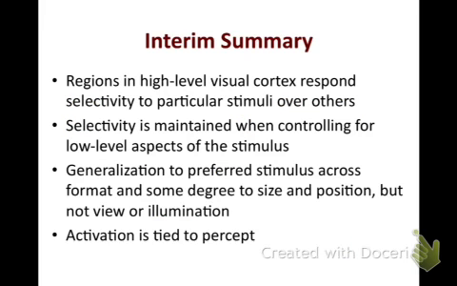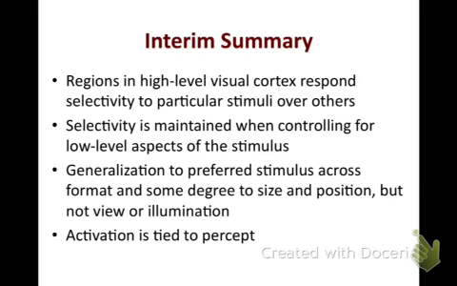So far, what have I shown you? I've described these high-level visual regions of the human brain, and that they are characterized by selective responses to particular stimuli over others. I've further shown you that the selectivity is maintained when controlling for low-level aspects of the stimulus, and they generalize across formats and to some degree size and position, but to a lesser degree for viewer and illumination. And critically, activation in these regions is tied to percept.